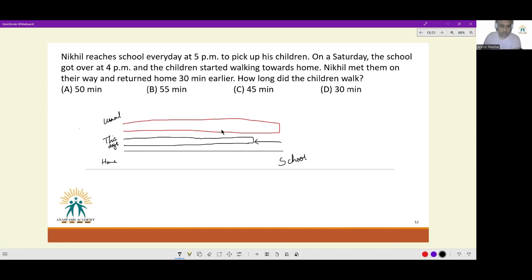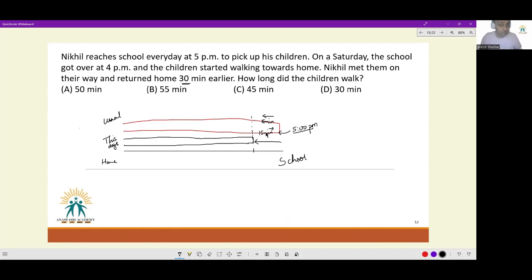Now, on account of this, because of the reduction in time, can you see he came back home 30 minutes earlier? If he came back home 30 minutes earlier, how has he saved time? He saved time going to school and coming back from school to this point. If he saved 30 minutes, he saved 15 minutes while going towards school, and he saved 15 minutes while coming back from school. If he saved 15 minutes while going towards school, it means he usually picked up the kids at 5 p.m. from the school.